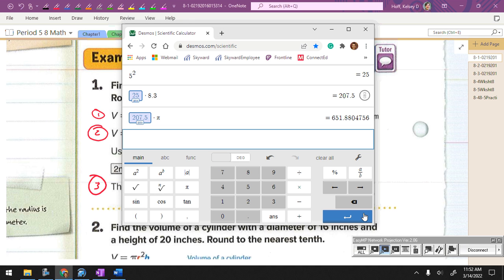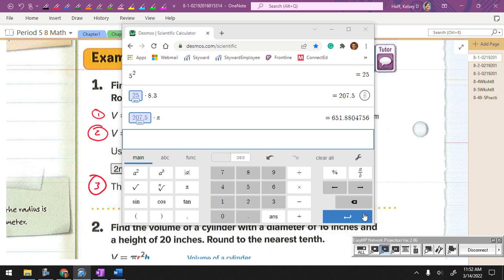The directions tell us to round to the nearest tenth. Tenth means one number after the decimal point. So 651 stays, and then I go, okay, 8. I look next door. Is 8 big enough to round up? Yes, so it becomes 651.9.